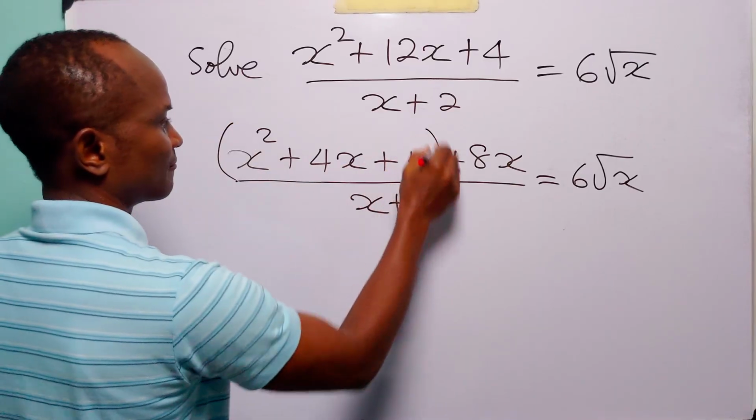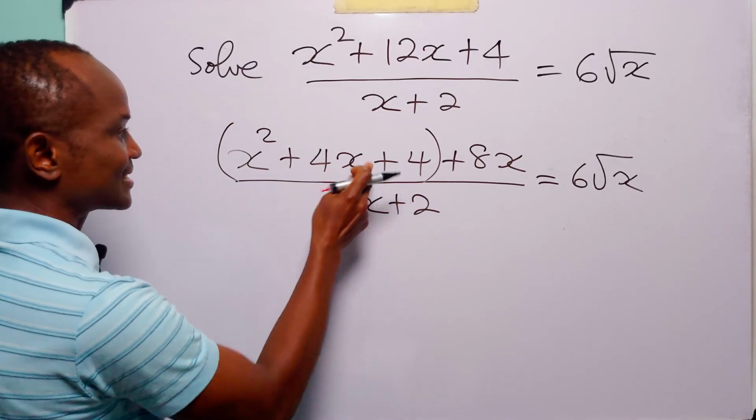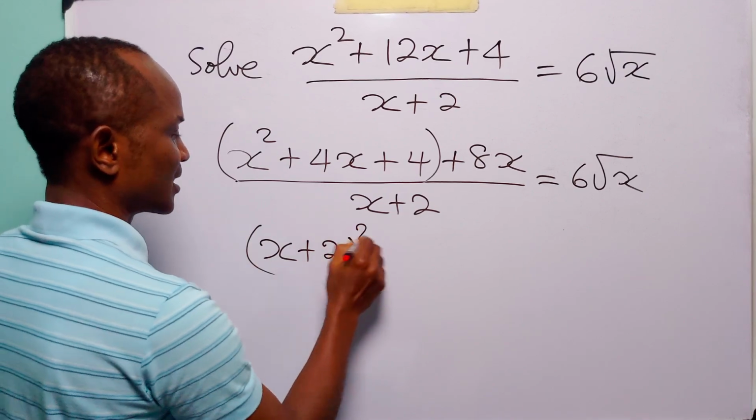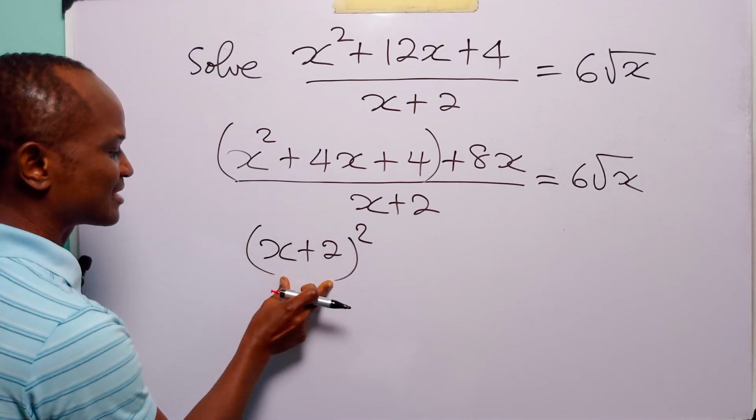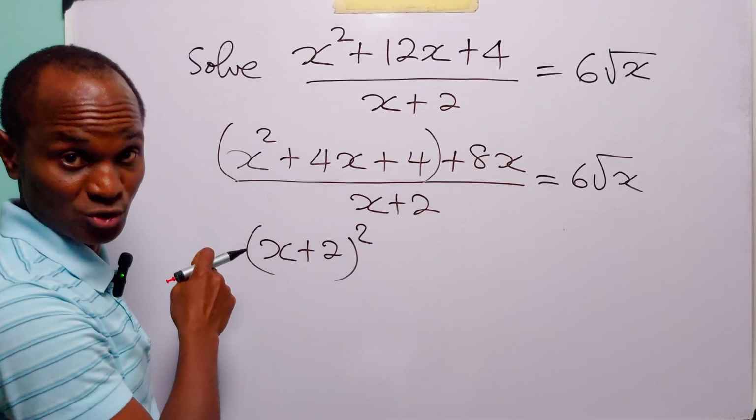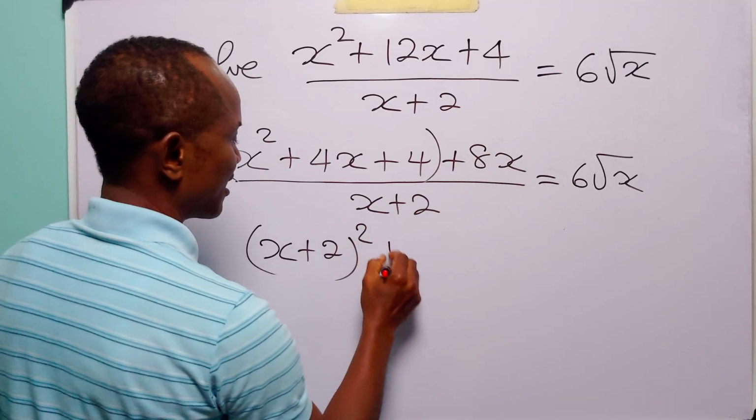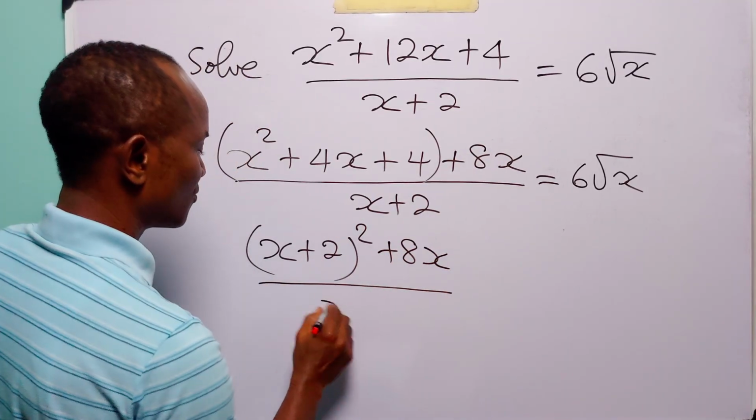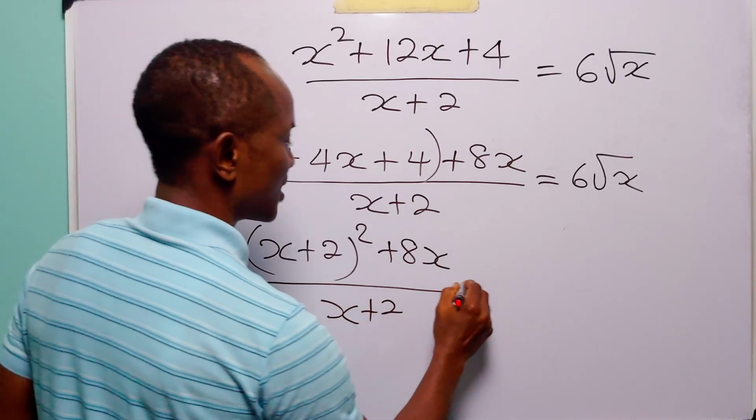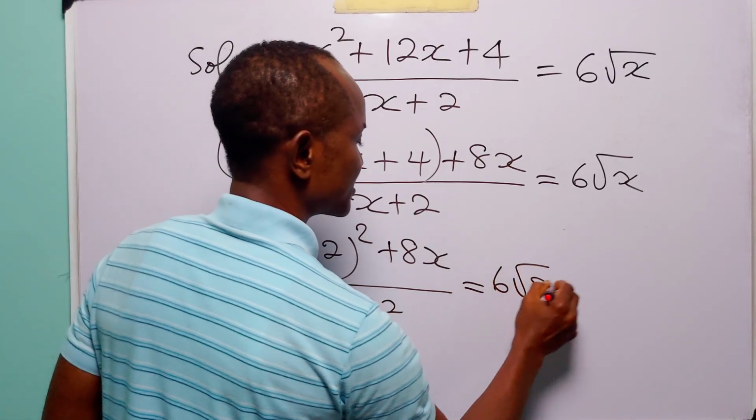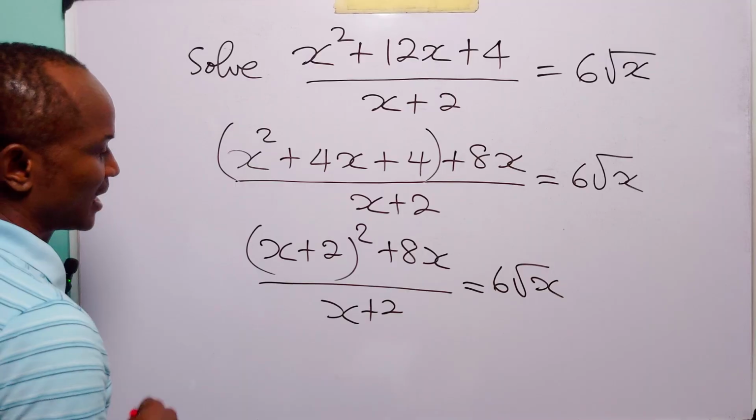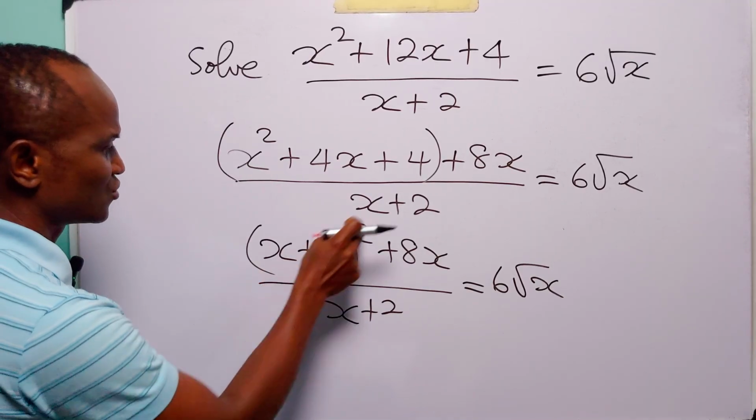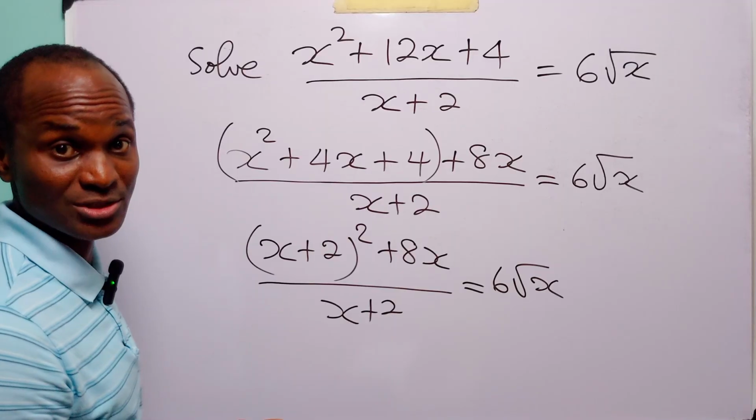Now look at this. You will see that this can be written as x plus 2 squared, because if we expand this, this is exactly what we are going to have. And then we have plus 8x. And in the denominator, we have x plus 2, and this is equal to 6 root x. Now, since we have x plus 2 here, and x plus 2 squared here, let us do a little substitution.